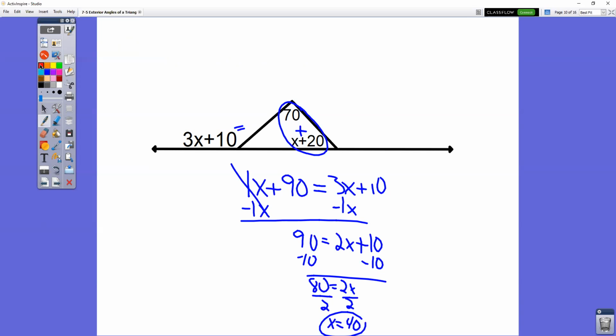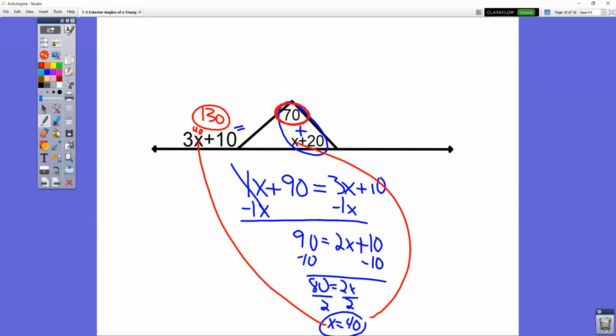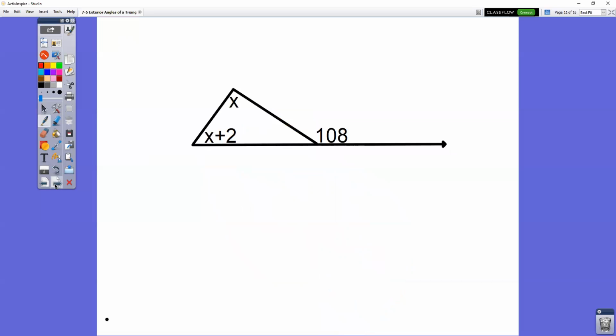Take that 40. We need to sub it back in for x, sub it back in for x. You don't need to sub in anything here because they already gave you that angle of 70. So 3 times 40 is 120, plus 10 is 130 for this angle. 40 plus 20 is 60 for this angle. Always make sure that your answer makes sense. 70 plus 60 does give us 130. Go ahead and try this one on your own, please.